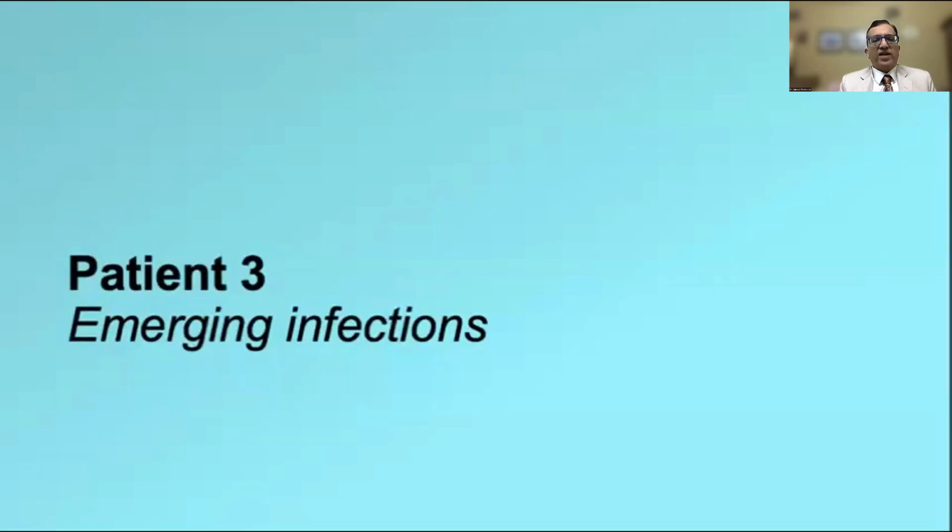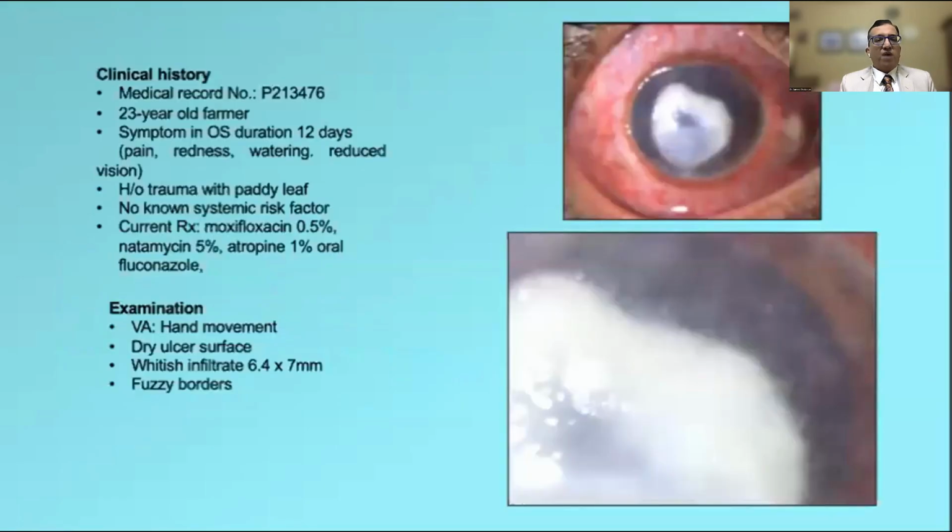Although it is titled emerging infections, this is actually a misnomer because all microorganisms have been here from time immemorial. It is only now, with advancement in our understanding and technology, that we start diagnosing these new infections. So this was a 23-year-old farmer who came to us with a symptom history of 12 days. There was a history of trauma with a paddy leaf while he was doing his farming activities. There was no known systemic risk factor. On presentation, he was using both antibiotic and antifungal agents.